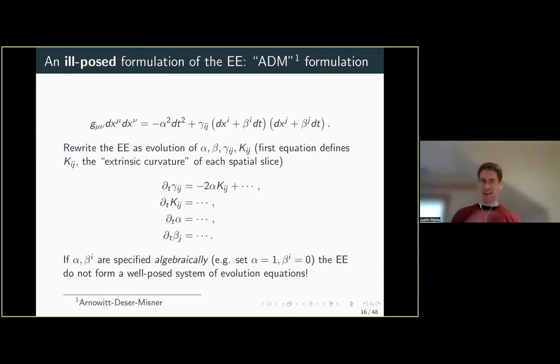Now, if you specify the lapse and shift algebraically, you can think of the lapse and shift as 4 degrees of freedom, and that's how you specify your coordinates. So you could say alpha is 1, beta is 0, or pick something else. If you specify these, it turns out these don't form a well-posed system. If you were to perturb your initial conditions ever so slightly, gradients grow in time, and your numerical solution won't be stable. So this was a very popular formulation in the 90s.